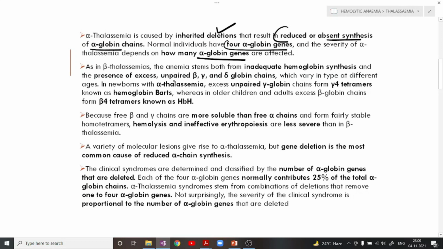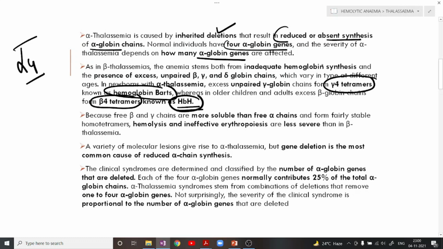Okay, so just as in the case of beta thalassemia we had alpha 4 tetramers, in alpha thalassemia we have beta 4 tetramers, which is known as HbH. And there is one other tetramer, the gamma 4 tetramer, which is called hemoglobin Barts. They are seen in different varieties of alpha thalassemia, which we are going to discuss later on.